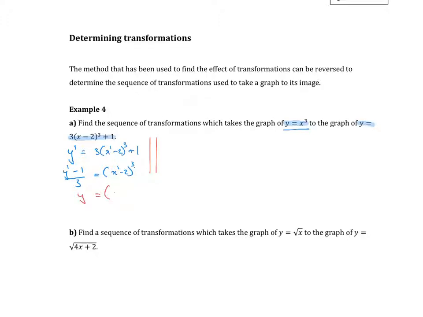y equals x cubed, we can make a direct comparison between those two values and those two values. So from this I can see that in fact y is equal to (y dashed minus 1) on 3, and x is equal to x dashed minus 2. Now, it's sort of just working in reverse a little bit. So what I want to do now is, okay, let's work out what x dashed and y dashed are.